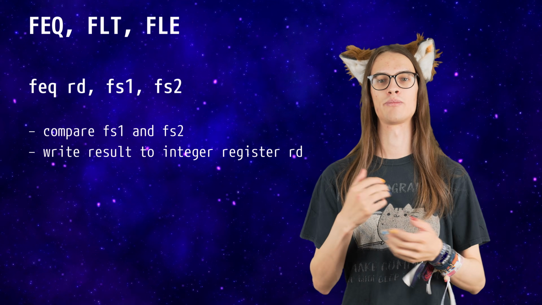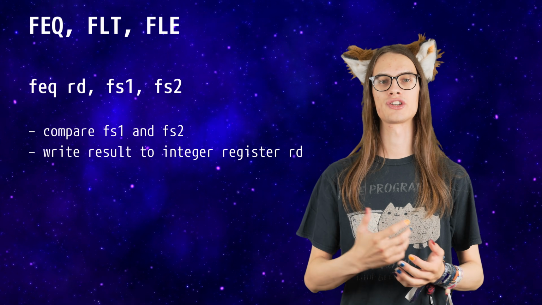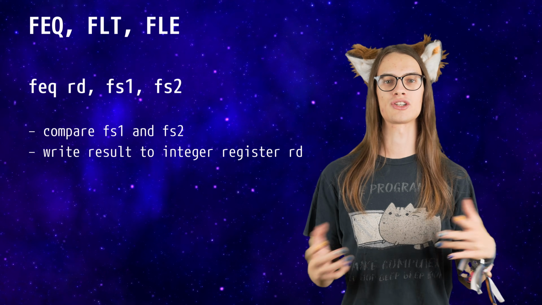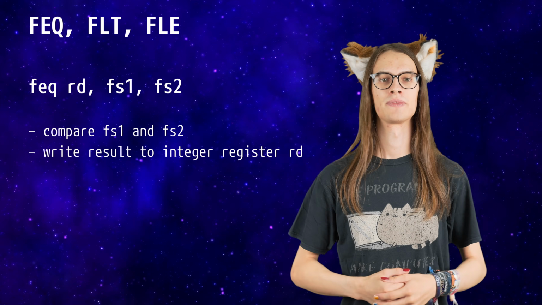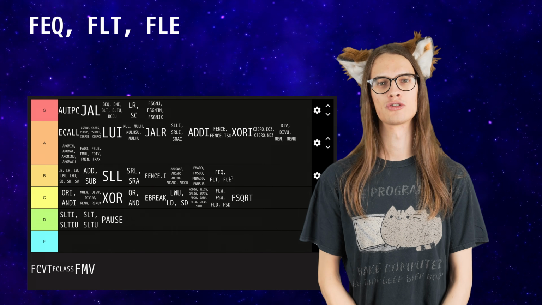Next, some boring instructions, just floating point equality operators. They're not branches, but only write the result of their comparison into the destination integer register, so we can use a branch equals to branch on them easily. Overall, not very special, but useful. B tier.